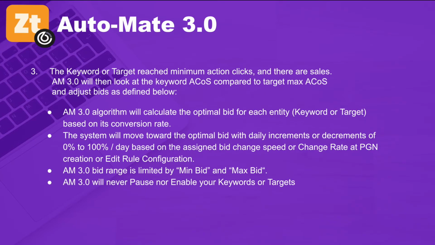Number 3. If the keyword or target reached minimum action clicks, and there are sales, Automate 3.0 will then look at the keyword ACOS, compare it to the target max ACOS, and adjust bids as defined below. Automate 3.0 algorithm will calculate the optimal bid for each entity, keyword or target, based on its conversion rate. The system will move toward the optimal bid with daily increments or decrements of between 0% to 100% per day based on the bid change speed or change rate you have set on your PGN creation or edit rule configuration. Automate 3.0 bid range is limited by the minimum and maximum bid. Automate 3.0 will never pause nor enable your keywords or targets.